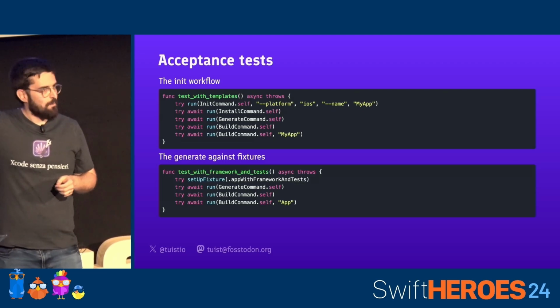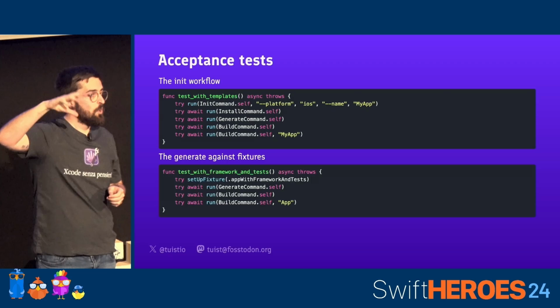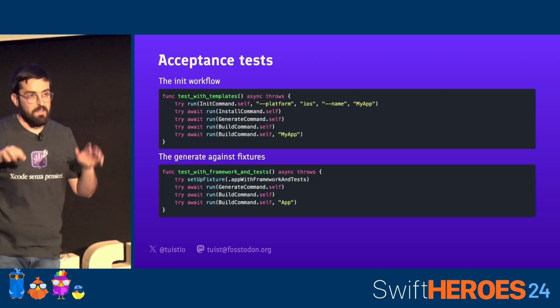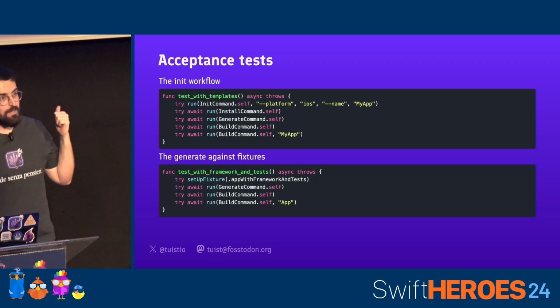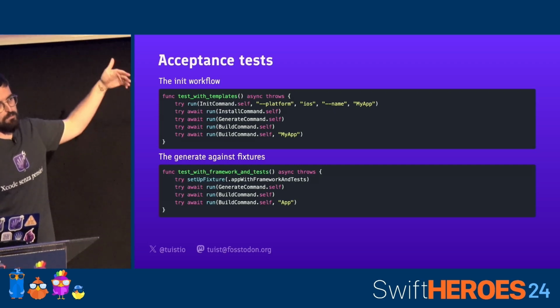And this is an example of one of those tests that says, take this fixture, put it in a temporary directory, and do something with it. In this case, it does generate and build, and that's it. Those are amazing, and they don't really take that much time. I think the step that takes the longest is building, because you go through xcodebuild.